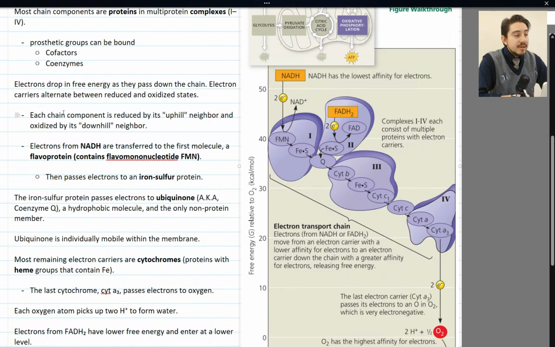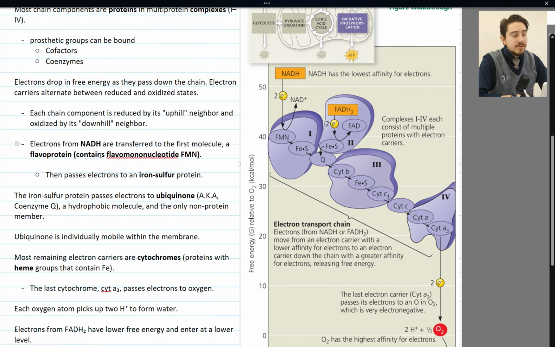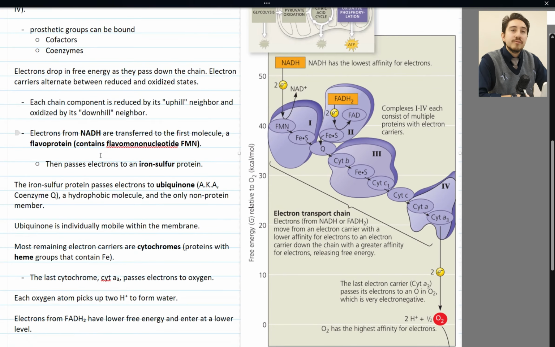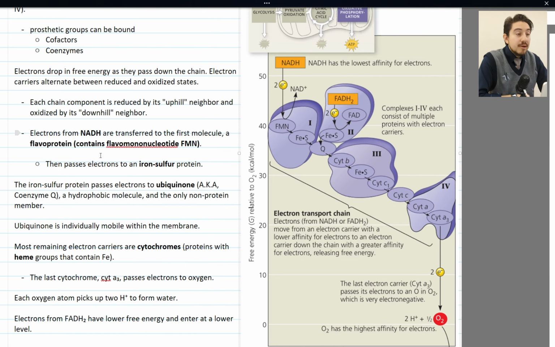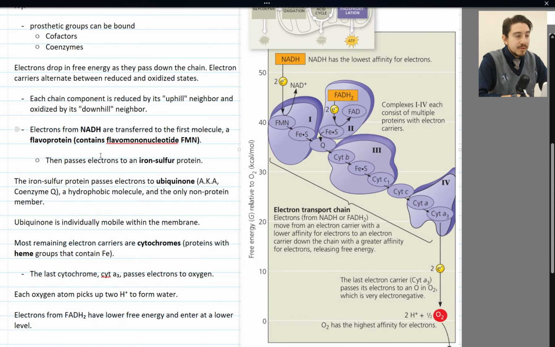Each chain component is reduced by its uphill neighbor, and we're going to see this in a little bit, and oxidized by its downhill neighbor also. Ultimately, what you need to understand is that electrons are being channeled from one carrier to another, to another, to another. So they're always in this play between a reduced state and an oxidized state. So in the beginning here, you have NADH.